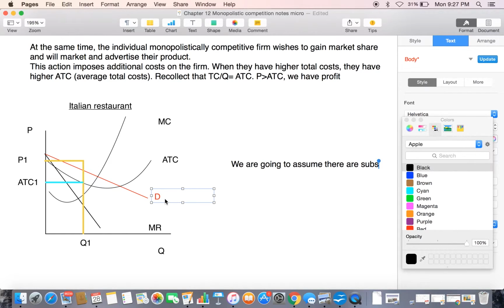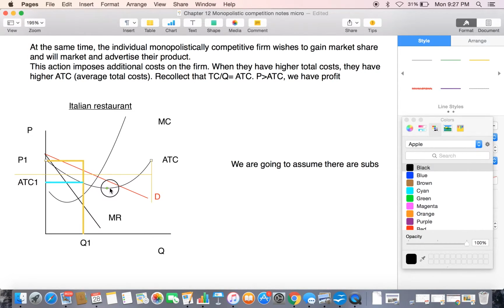Demand shifts downward, reflecting the fact that, looking at it as a demand shifter, we remember when there are fewer individuals demanding a good or service, that this actually causes demand to shift down and to the left. The other thing that's going to happen, and we will see this in the long run, is that with a lot of advertising, the firm will actually end up spending so much on advertising and marketing that it causes its average total cost to rise to meet its demand curve.